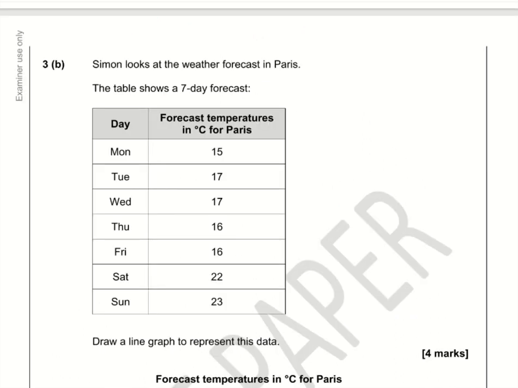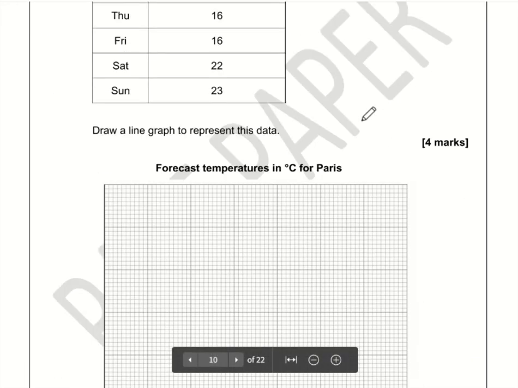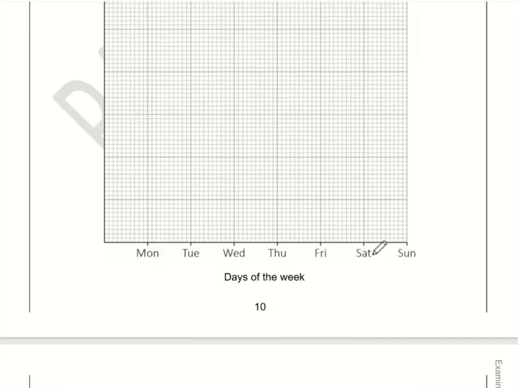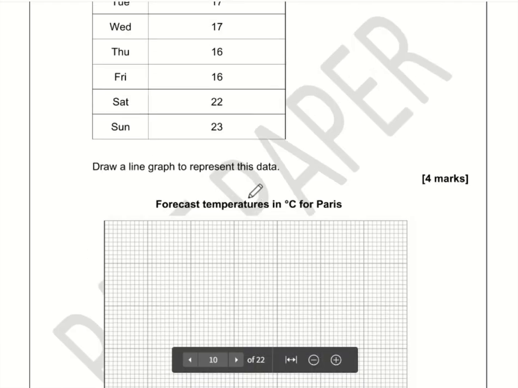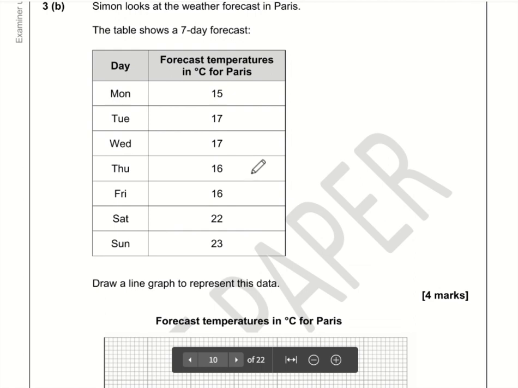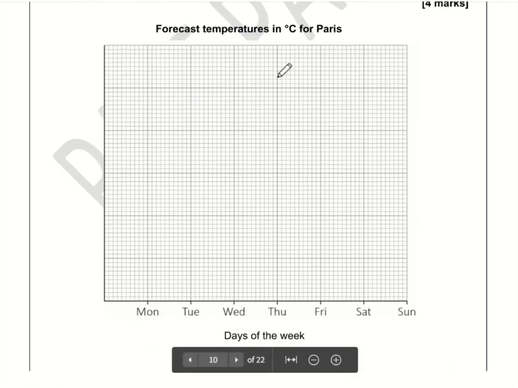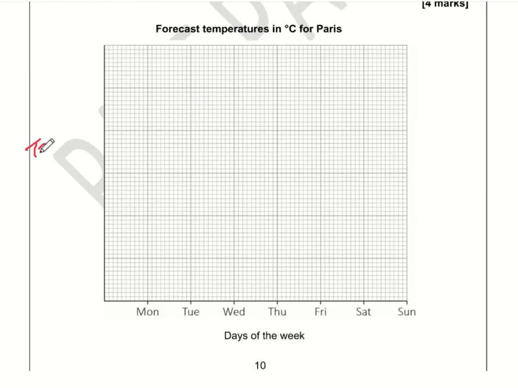Okay, so question 3b, what we need to do is draw a line graph for this data. So what has been put in already? Well, the decision has already been made that days of the week are going across the bottom, which is where I would have put them anyway. So we need to do temperature. So up the side is going to be forecast temperatures in degrees Celsius for Paris. We'll make a bit of a shortcut here. I'll just put temperature degrees C.